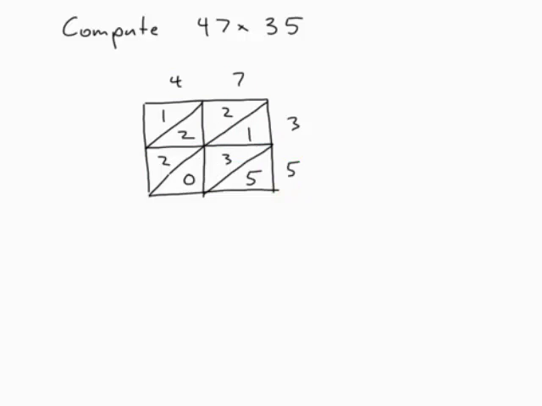If one of these calculations happened to result in a one-digit number, we would use 0 as the first digit. So for example, if we had 2 times 4, we would write 0, 8. To calculate the final result, you add down the diagonals starting from the lower right corner.